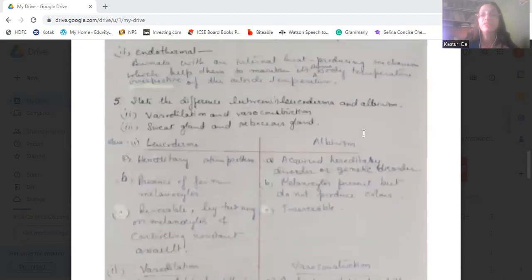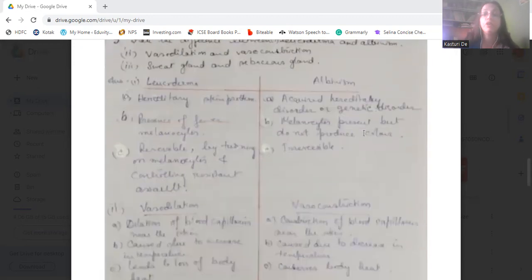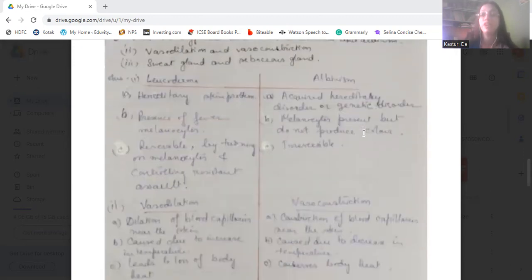Now state the difference between leukoderma and albinism. Leukoderma is a hereditary skin problem, and albinism is a genetic disorder. Leukoderma is acquired. Leukoderma is caused by a fewer number of melanocytes, but in albinism, melanocytes are present but they do not produce the color. Then leukoderma is reversible.